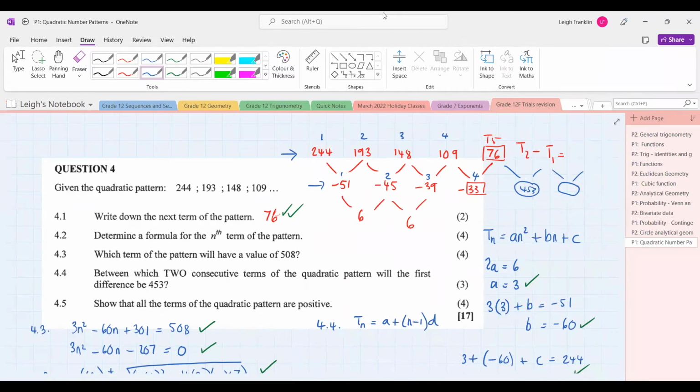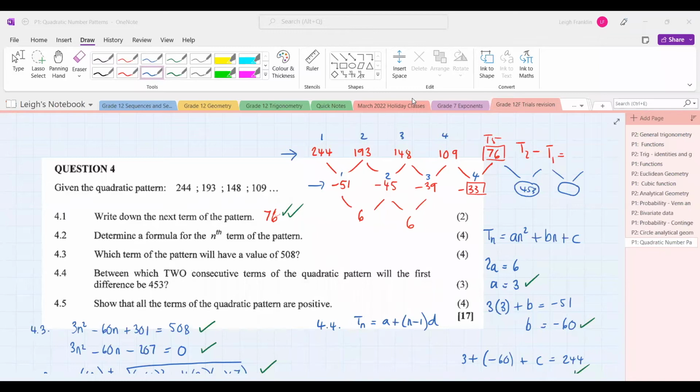Do they want the a? Do they want the n? Do they want the d? So Ibrahim reckons the d. Amal reckons the n. So again, we're just looking at the question again, guys: between which two consecutive terms? Yeah, there we go, 100%. They want us to calculate the n value.